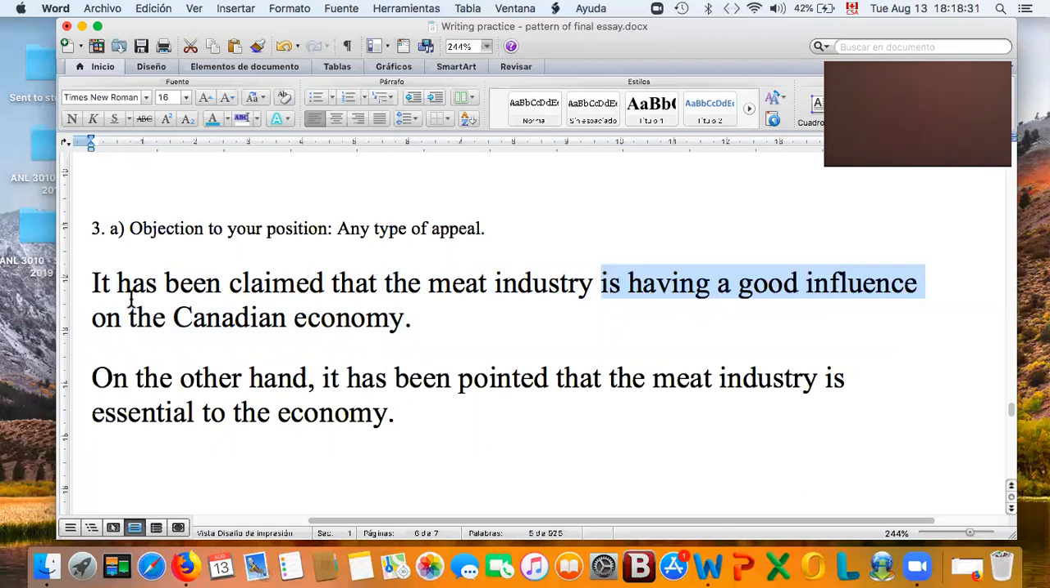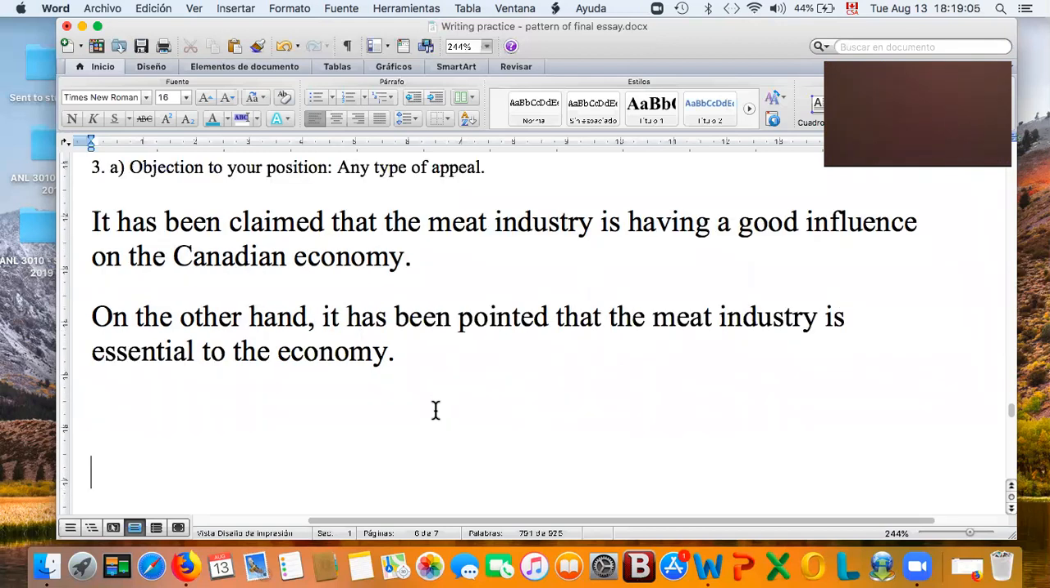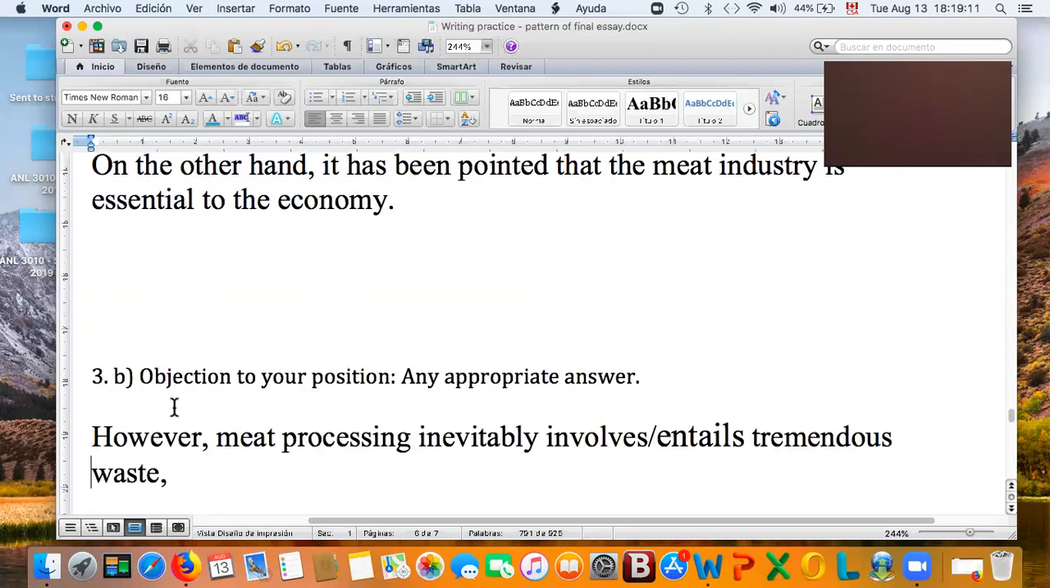Also, notice that there's no transition. There has to be some kind of transition between what came before and this, because here we are in the cons. You're quoting the cons. Your position is pro, but you have to quote the cons and you have to answer one of their arguments. So I might do this. On the other hand, it has been pointed out that the meat industry is essential to the economy. Okay. And then you have to answer that. That's 3A, quote the objection. 3B, you're supposed to come up with an answer.